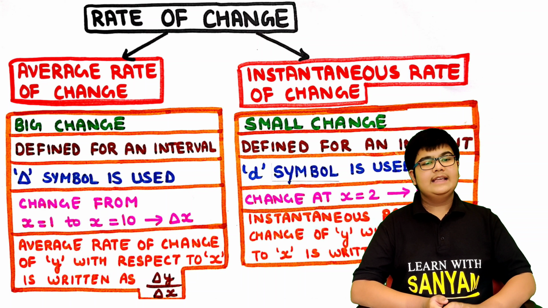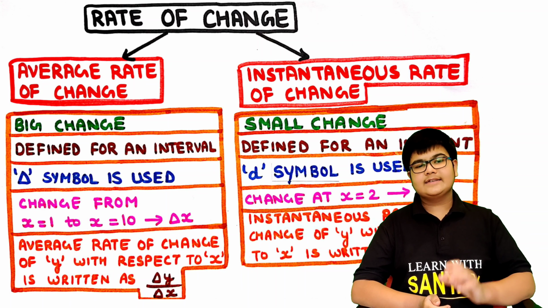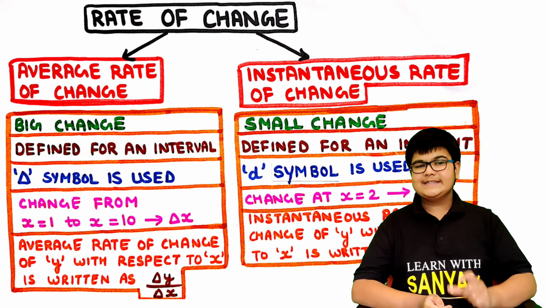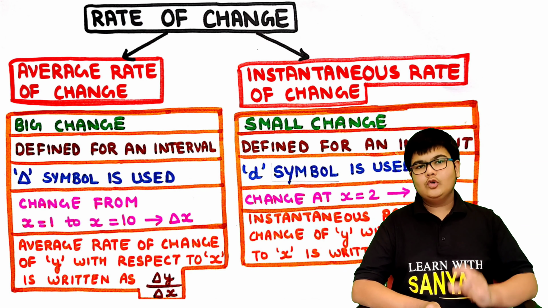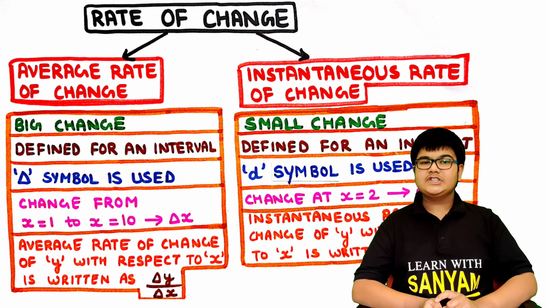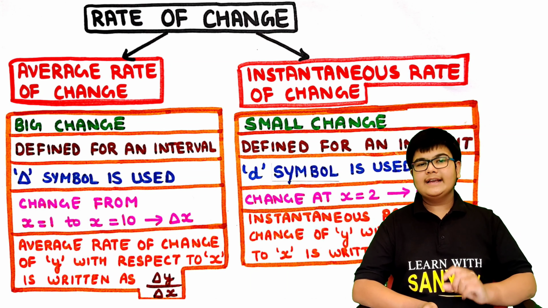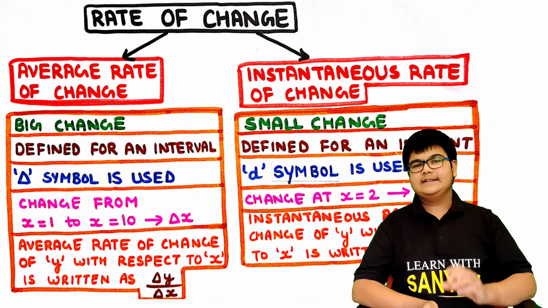For example, if we have the interval from x equals 1 to x equals 10, we will represent this change as delta x. So to represent average rate of change, the symbol delta is used. This small triangle which you can see is the delta symbol.